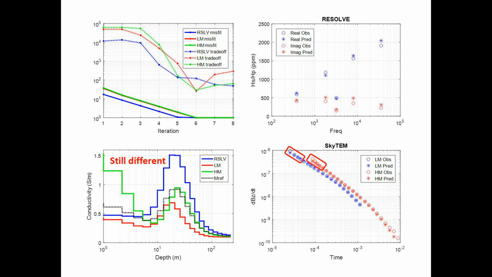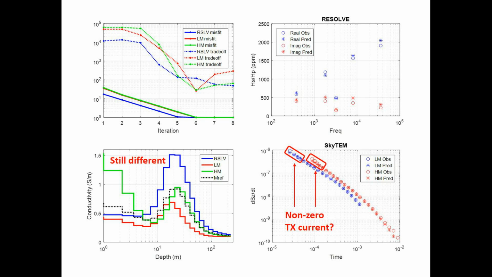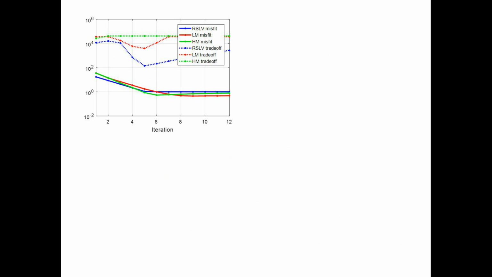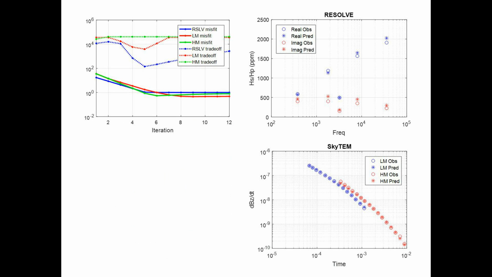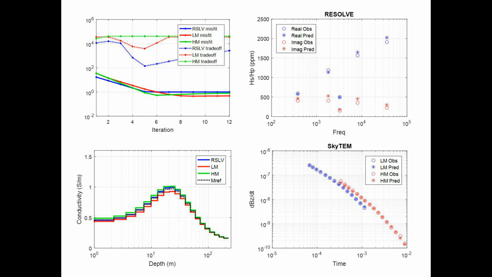As I have said, the early time channel is still underfit. I think it's possibly just non-zero transmitter current. So we just go ahead and remove the first 6 time channels from high moment, and maybe the first 4 time channels from low moment, and try the same sounding again. Again, the data are fit, and it looks much nicer here. Here's the final model. So basically they are kind of overlapping.